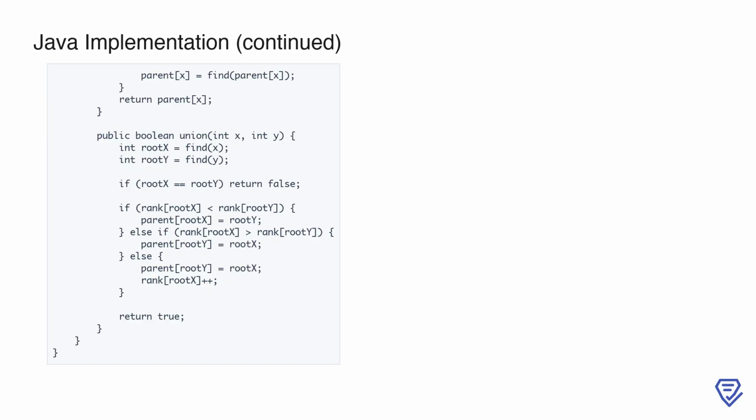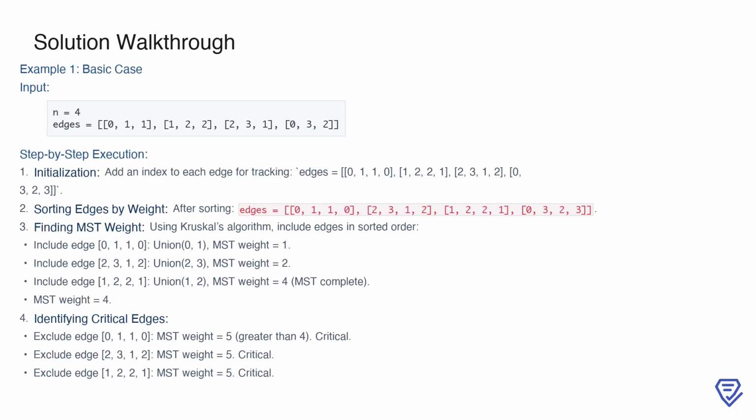The union method merges two sets by connecting their roots, using the rank to determine the direction of the union. If the ranks are equal, the rank of the new root is increased. This optimization ensures that the union find operations remain efficient, with nearly constant time complexity. Together, the find and union methods enable the MST algorithm to efficiently manage connectivity while determining critical and pseudo-critical edges in the graph. In this example, we start with 4 nodes and the given edges.